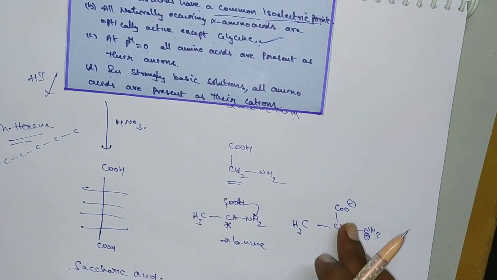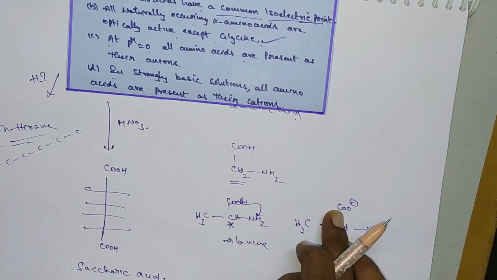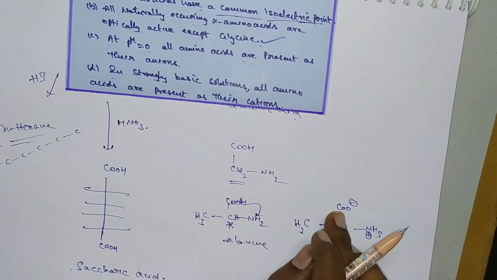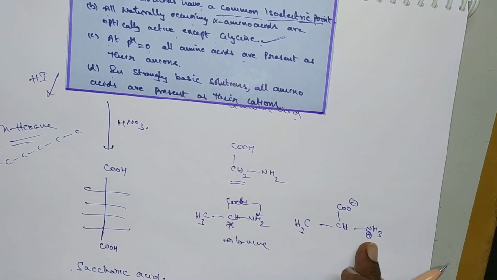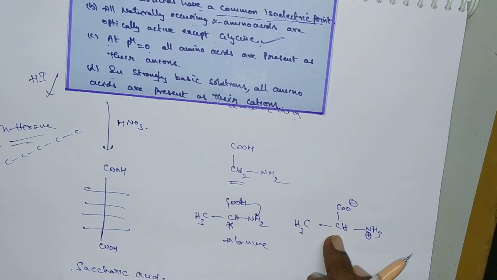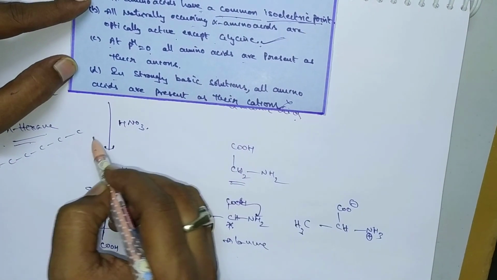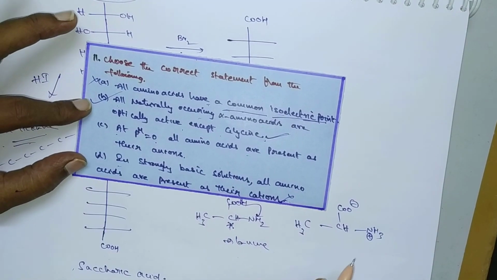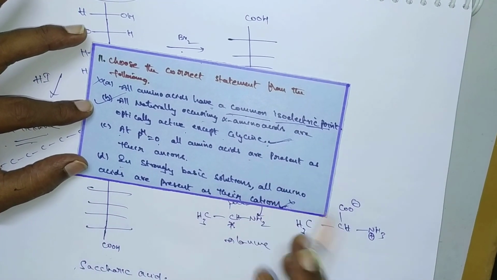In this zwitterion, the acidic character is due to presence of NH3 plus, and the basic character is due to presence of COO minus. In case of basic solution, the base reacts with this NH3 plus, so there exists an anion, but he gave that there exists a cation. So this is also a wrong statement. So the correct option is B: all naturally occurring alpha amino acids are optically active except glycine.